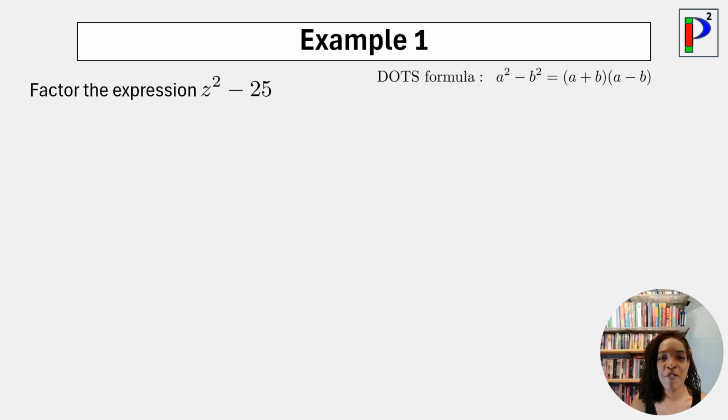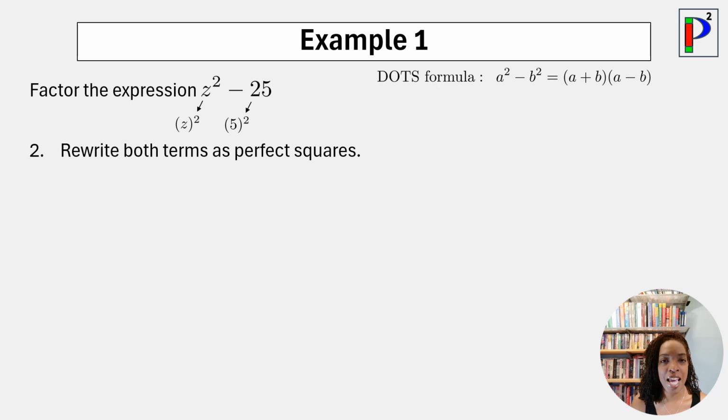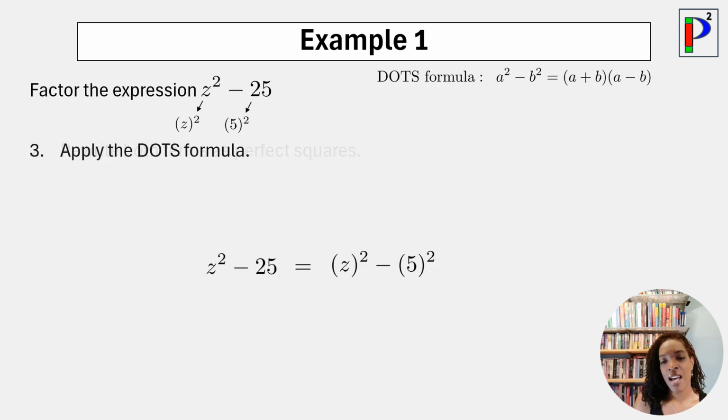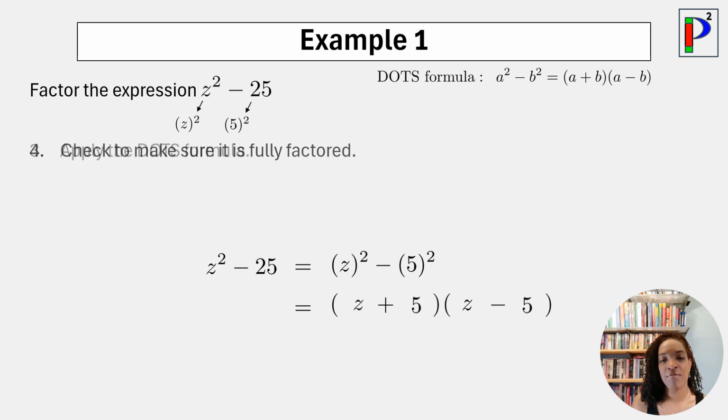All right, we want to factor z squared minus 25. First, I'll check for a GCF. I don't see one, so I'm going to double check my requirements. It's a binomial because it has 2 terms. It's a difference because of the subtraction sign. And finally, we have 2 squares. So we can get started. Let's rewrite both as perfect squares and then apply our dots formula. I like to leave placeholders in and then drop the numbers in. And we're done.